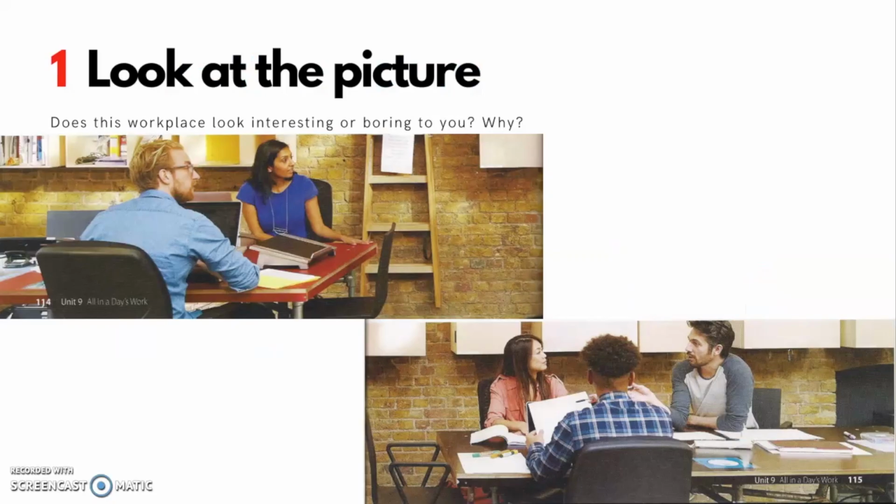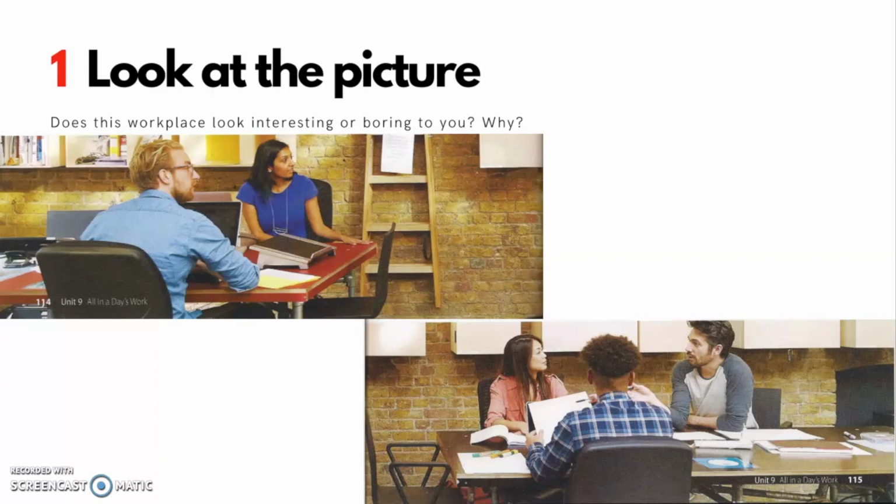So let's go to activity number 1. It says, look at the picture. Does this workplace look interesting or boring to you, and why? Okay, I'm going to say what I think. I think this workplace is very interesting because it looks like a very big room, something very cool, because usually, for example, in the offices you have a small place with a small desk and it's just for you, guys. So I think that's something very cool.